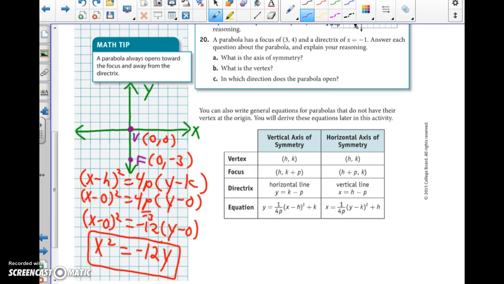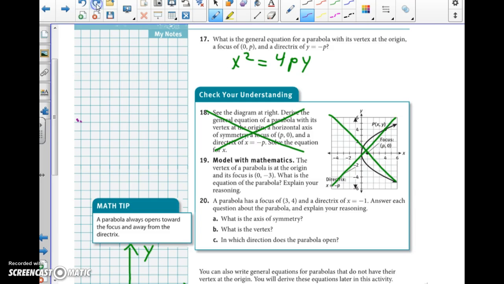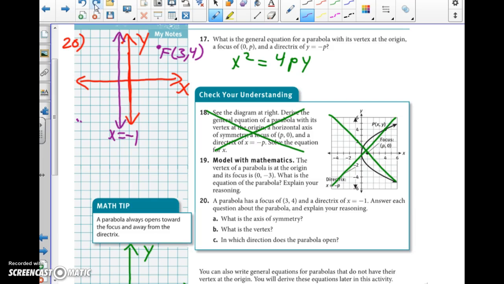You're done. Okay, so here comes number 20. You're going to draw the axes, right? Here come the axes, okay? And you're going to put your points on the axes. Okay? So here's your focus, right? And here's your directrix right here.